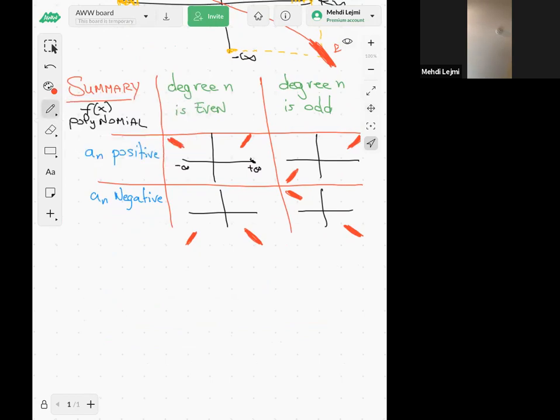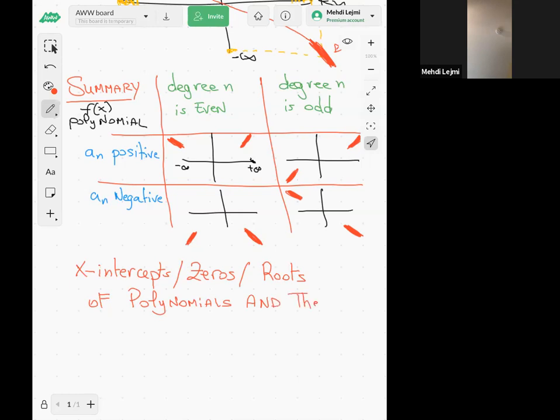Now, next, we're gonna try to find the x-intercepts. We call the x-intercepts zeros or roots of polynomials. So we're gonna need the x-intercepts and their multiplicities.